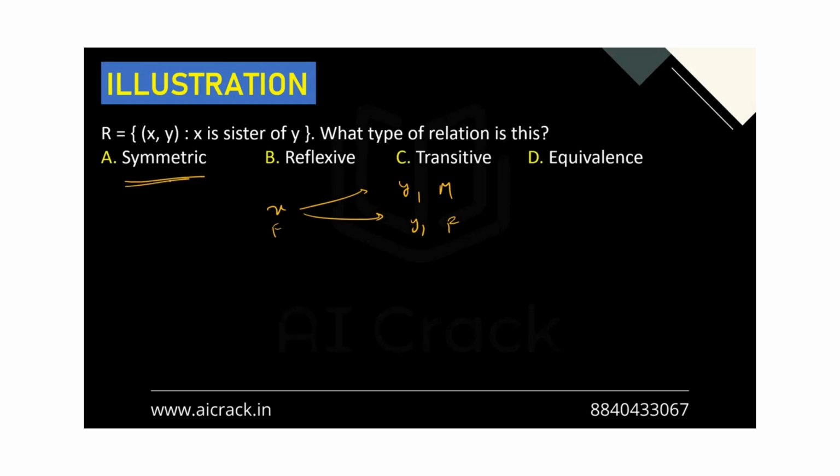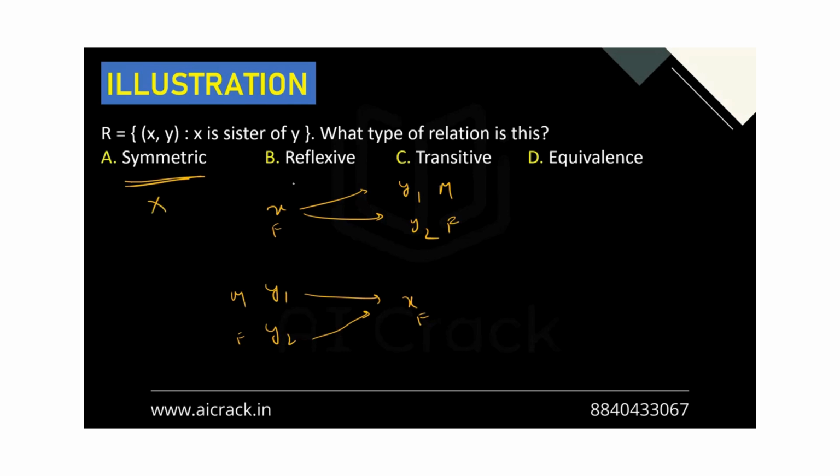But when we have to talk about symmetric, we have to do the opposite. We have to write y1 and y2. This one is male, this one is female. And we are doing the opposite. This one is female. Can we say that y1 is a sister of x? We cannot say that, right? So that's why it's not symmetric.